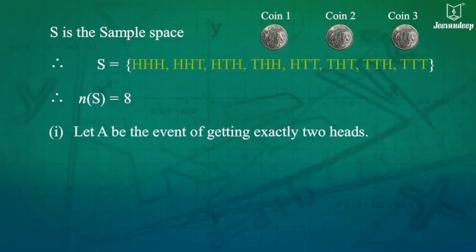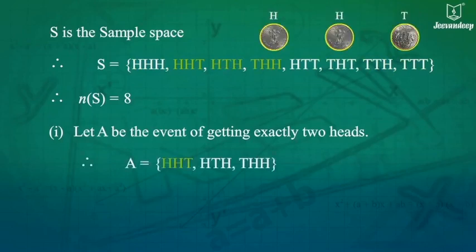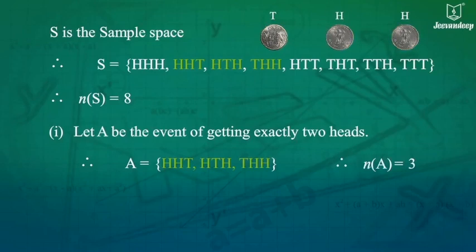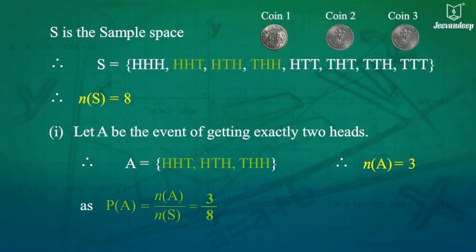1. Let A be the event of getting exactly 2 heads. Looking for the elements in sample space having exactly 2 heads, we get, therefore N(A) equals 3, as P(A) equals N(A) upon N(S). Putting the values of N(A) and N(S), we get 3 upon 8. Therefore, probability of event A equals 3 upon 8.